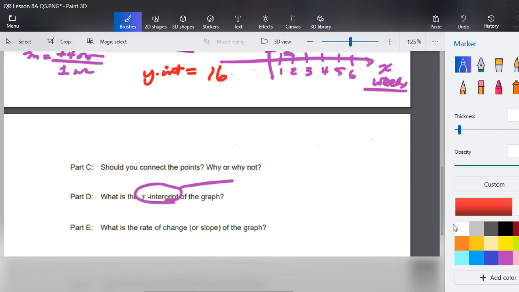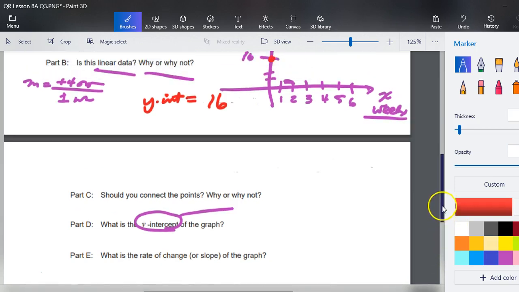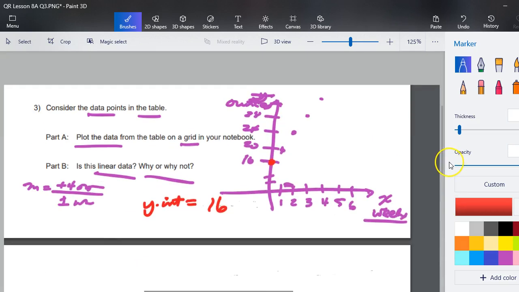Next part, part E, asks what is the rate of change of the graph. And I've already alluded to that looking at our numbers over here. Our rate of change. When you've talked about slope before, you probably talked about rise over run, or maybe delta y over delta x, or you probably had a formula.